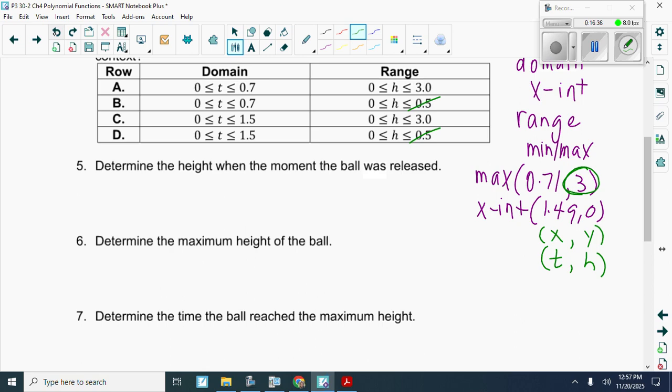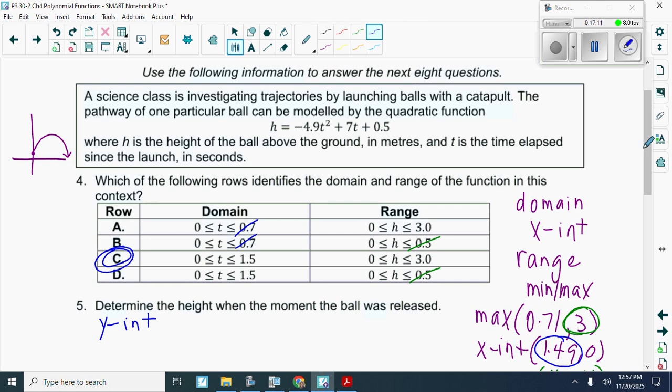Okay, so in terms of the time, that's where the 1.5 comes into play. So I can say, well, my time went more than 0.7, my time went to 1.5. So if you pick C, then you're understanding how to read your graph. The total time it took was 1.5 seconds before the ball from the catapult hit the ground. Determine the height the moment the ball was released. This is your y-intercept. You can do that with your calculator. You can also look at the equation and pull off your y-intercept from your equation.